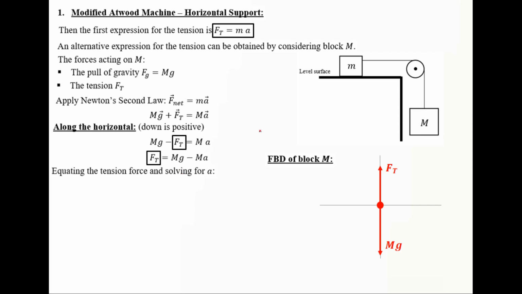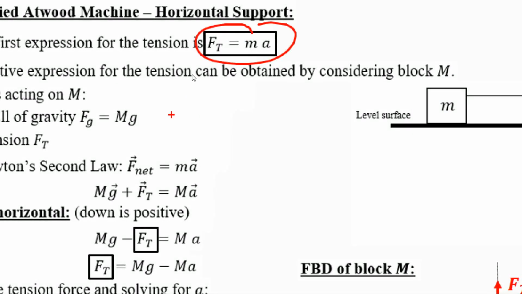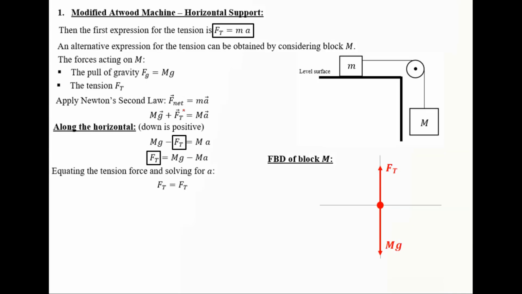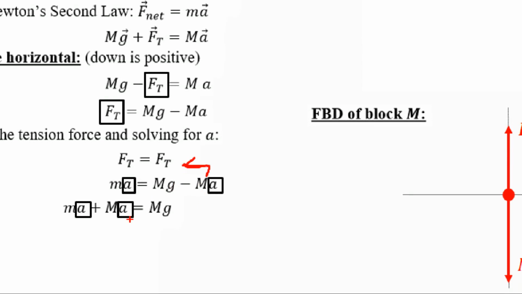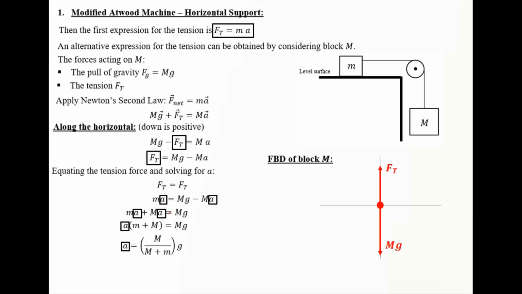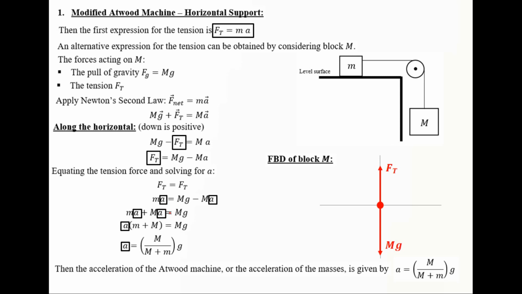Then equating the tension force and solving for A, we have two expressions for the tension, this one and this one. Now we can equate them together, and we need to solve for A. So dragging this to the left-hand side, factoring out A and dividing by the total mass, the acceleration of the Atwood machine, or the acceleration of the masses, is given by that.